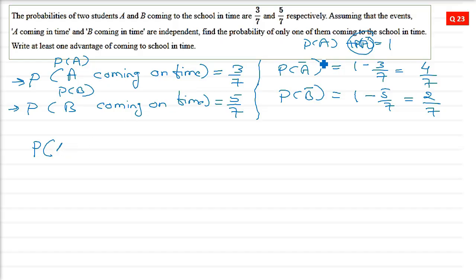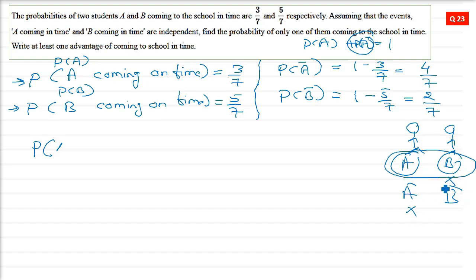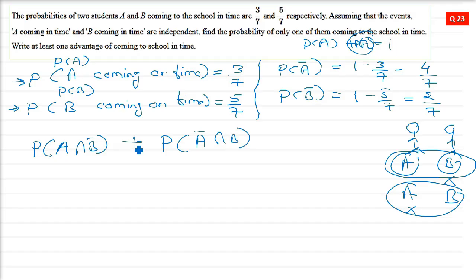Now we need to find out the probability of only one of them coming to the school on time. That means either A comes, B doesn't come, or B comes, A doesn't come. A will come, B will not come, as I just suggested. B will come, A will not come. A and B bar, and A bar and B. So the probability of A intersection B complement, A comes, B doesn't come, and the probability of A not coming and B coming. When you combine these two, you will get the entire probability here. Because the question is saying clearly they are independent of each other, these events have nothing in common.